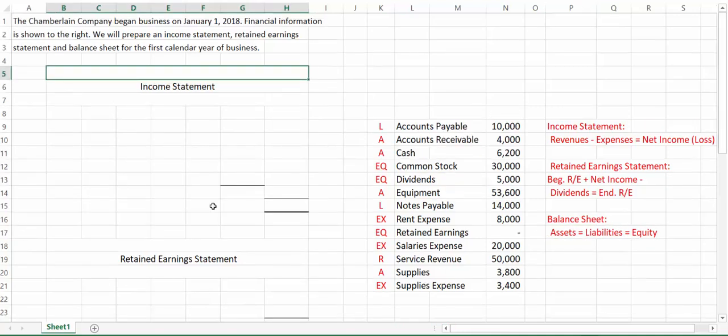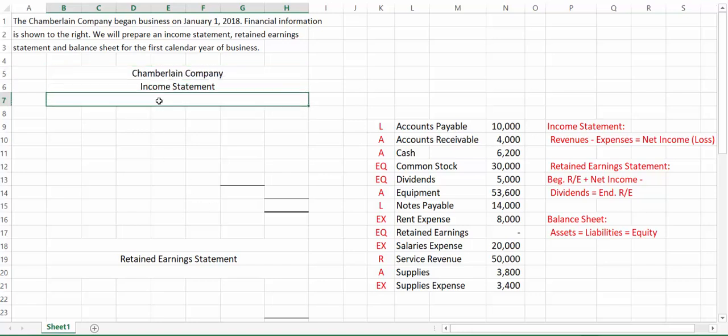Okay, so let's start our financial statements. So we're going to start with the income statement. We're always going to have a heading because remember, somebody's going to be looking at this and they're not going to know what the company is or what the period of time is unless you tell them. So we're going to call this Chamberlain Company. This is going to be our income statement. And this is our calendar year of business. So we're going to say for the year ended December 31st, 2018.